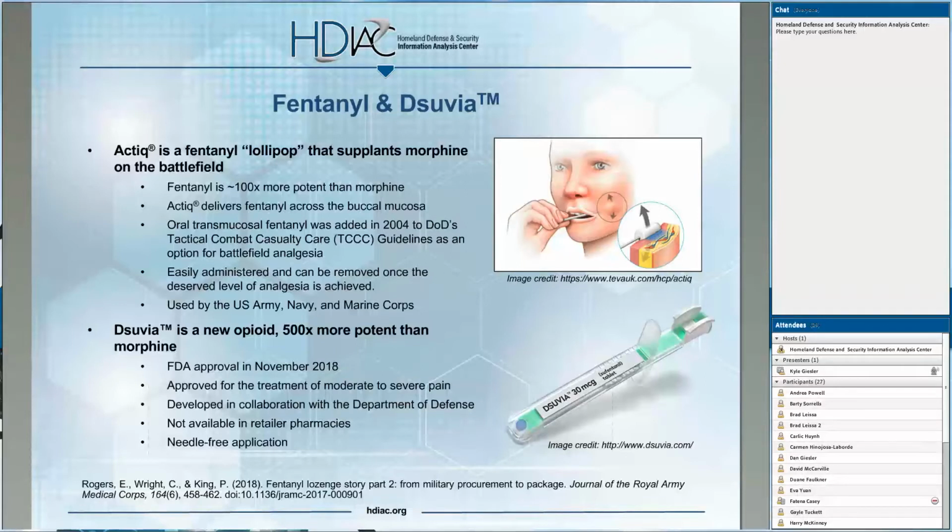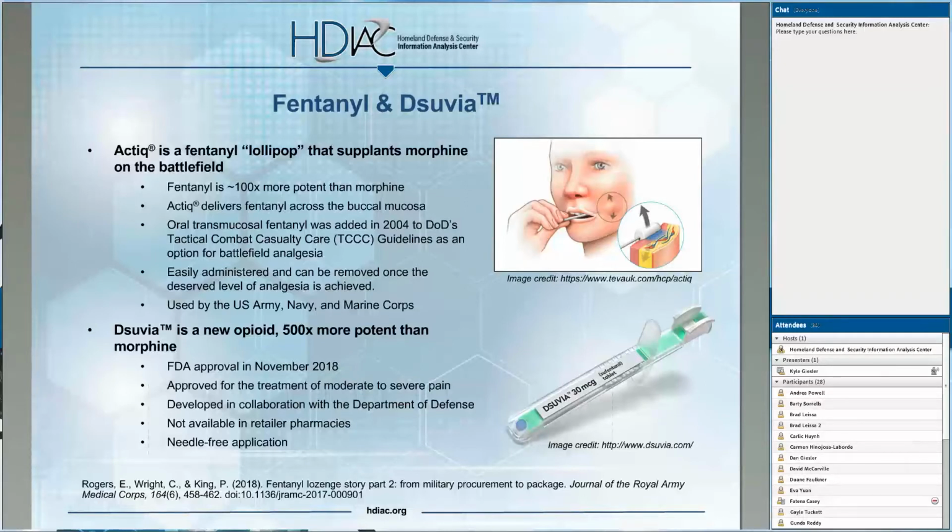And so the Department of Defense, of course, advocated for the use of Dsuvia because it has many advantages where conventional intramuscular injections or IV may not be possible or just fall short. And so, nonetheless, this public outcry very much set the stage, really, for the federal government and the DoD to continue pursuing non-opioid options.